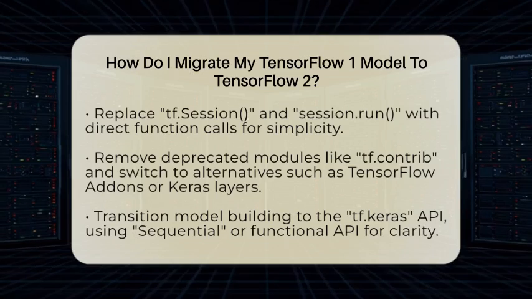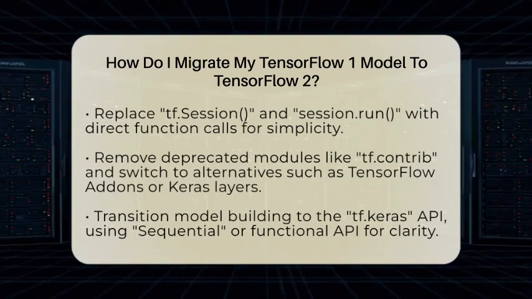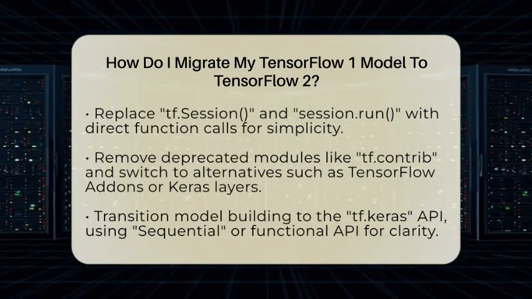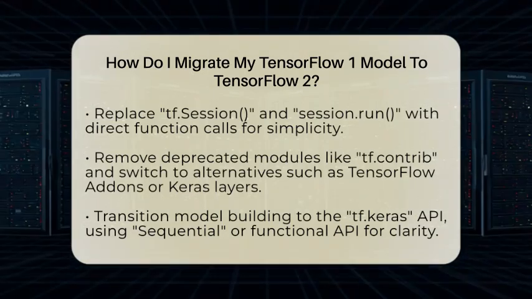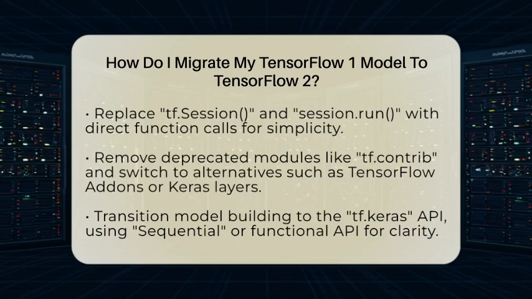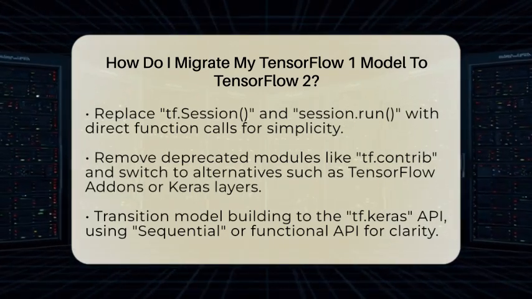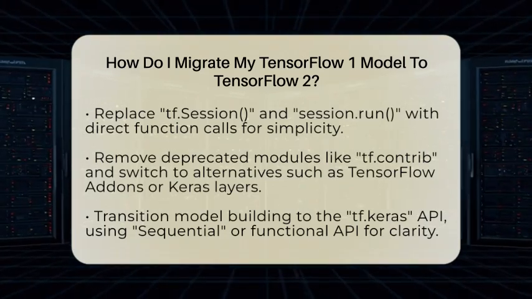After running the upgrade script, you will notice some changes in your code. One of the biggest shifts in TensorFlow 2 is the move to eager execution by default. This means operations happen immediately instead of building static graphs. To adapt, replace session-based code like tf.Session and session.run with direct function calls. This makes your code more straightforward and easier to debug.